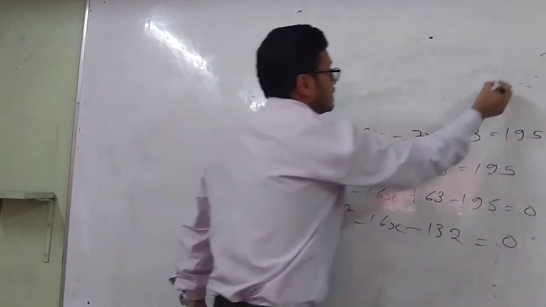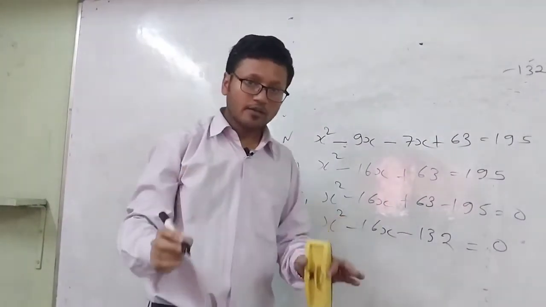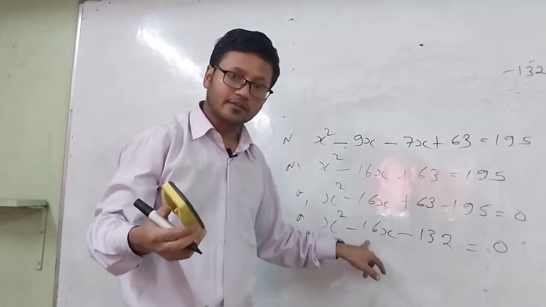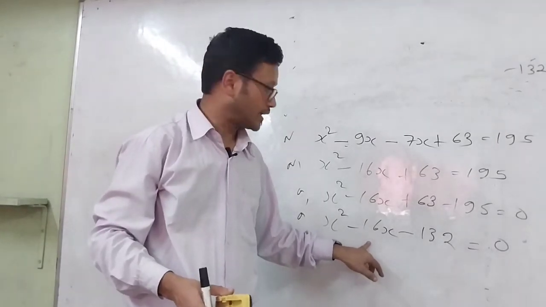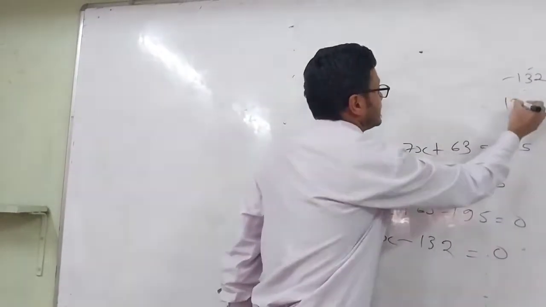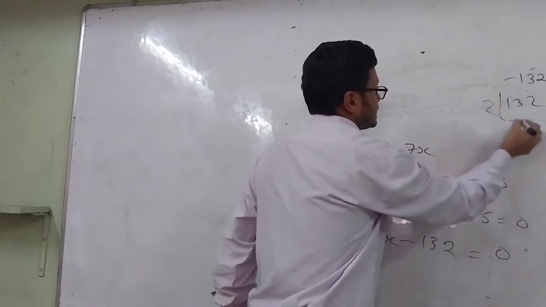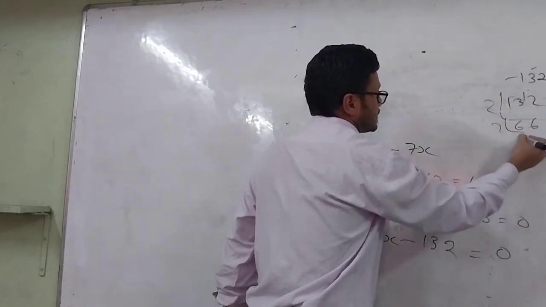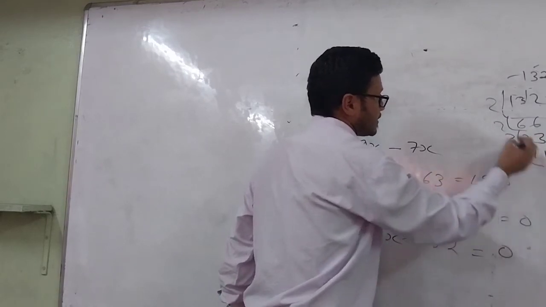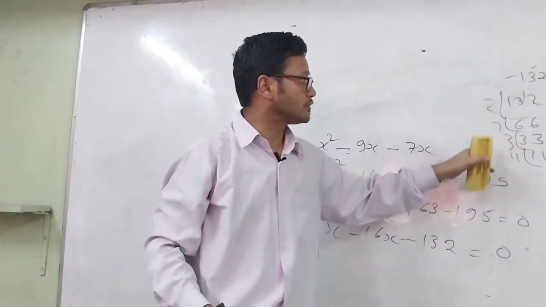Minus into plus, minus 132. In middle term breaking we need to get the number by doing addition or by doing subtraction. Understood? First of all we need to take the LCM of 132. 2 6s are 12, 2 6s are 12, 2 3s are 6, 2 3s are 6, 3 11s are 33, 11 1s are 11. Now see, these are the factors of 132: 2, 2, 3 and 11.